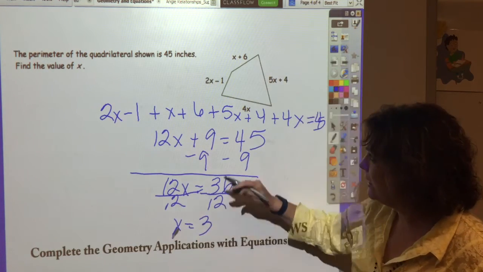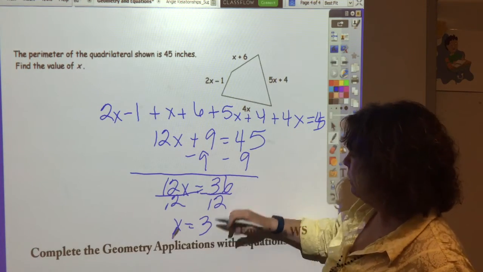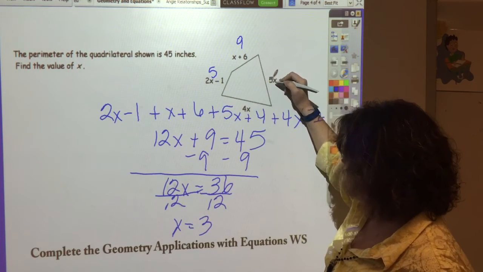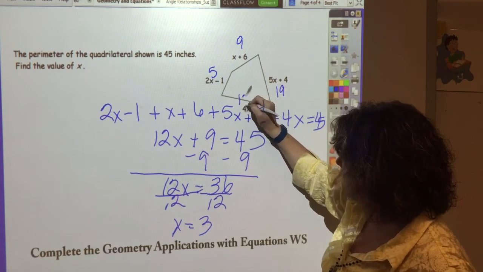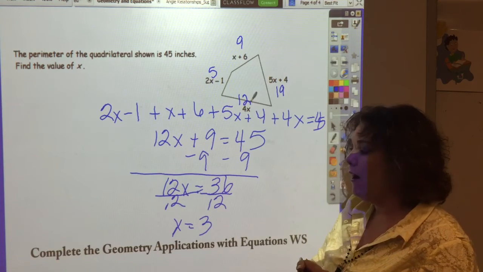And again, I can take this and put it back in and make sure that it works. So this side would be 9, and this would be 5, and this would be 15 plus 4 is 19, and this would be 12. And I would add those sides up and make sure that they equaled 45.